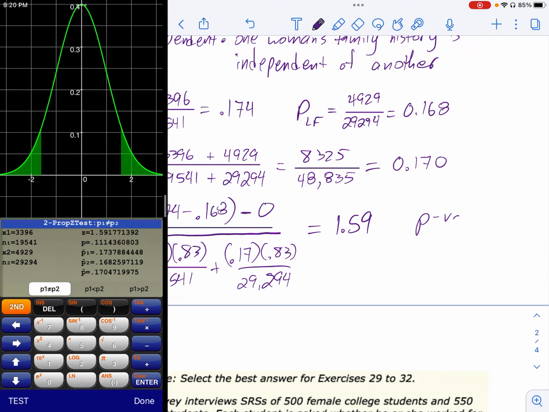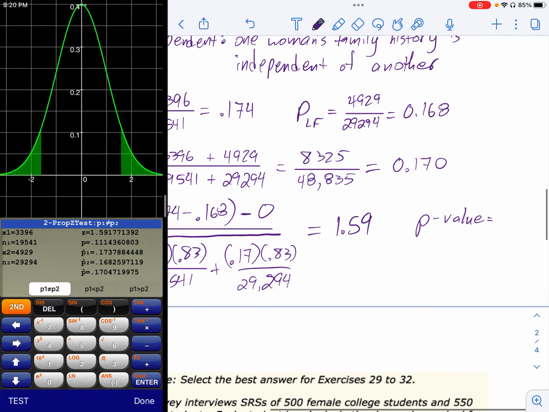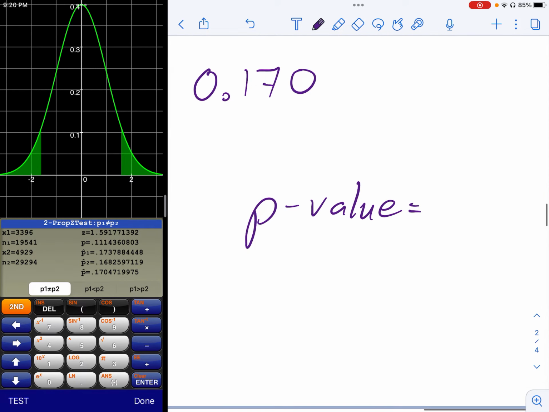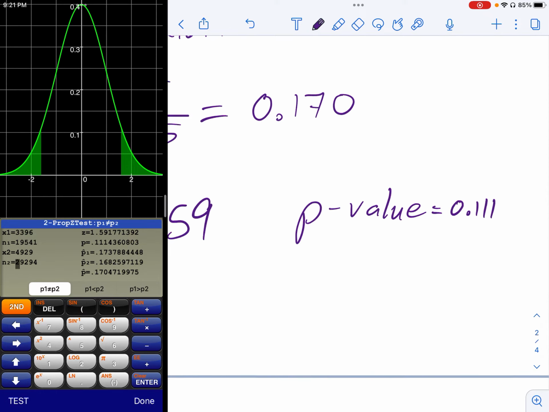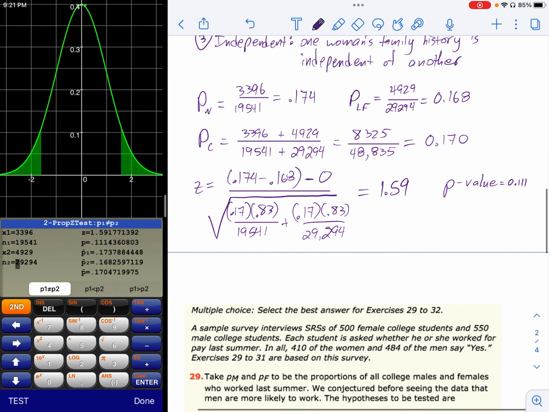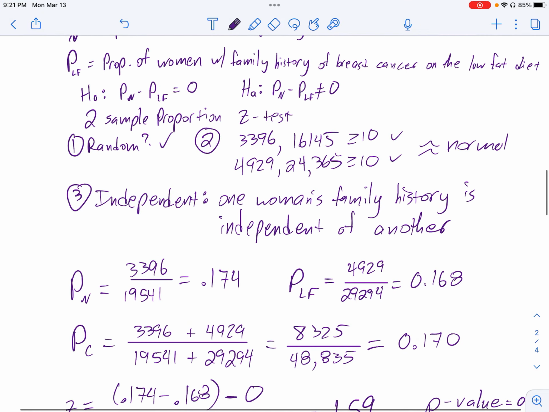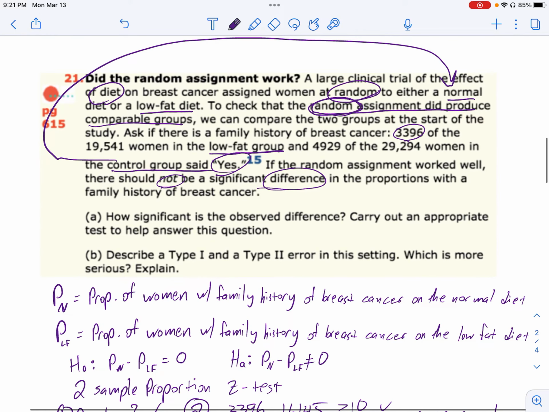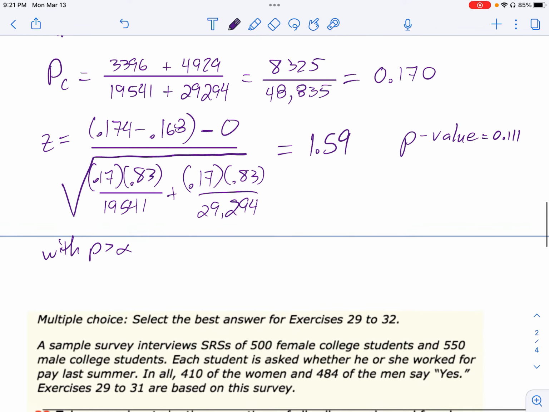And my p-value is 0.111, it looks like. Okay. There you go. And so with p greater than alpha, we have, I think alpha was given to you up here as 0.05, if I remember right. Maybe I made that up. Well, if it wasn't given to you, we go with 0.05. Okay. We will fail to reject the null.